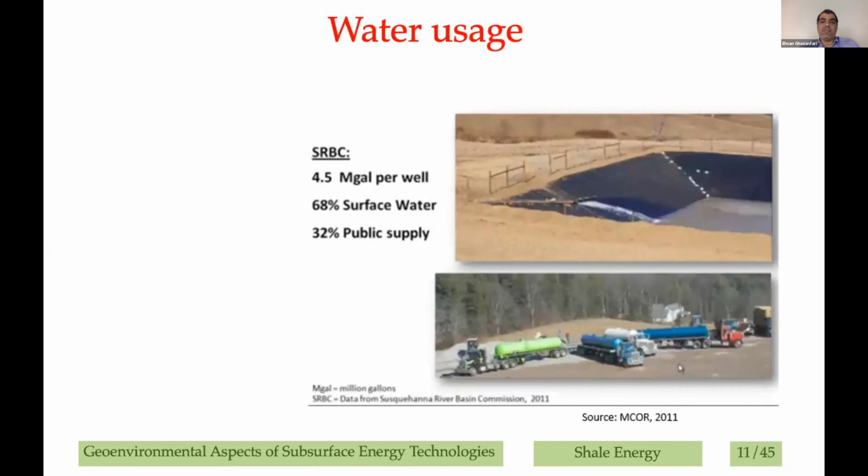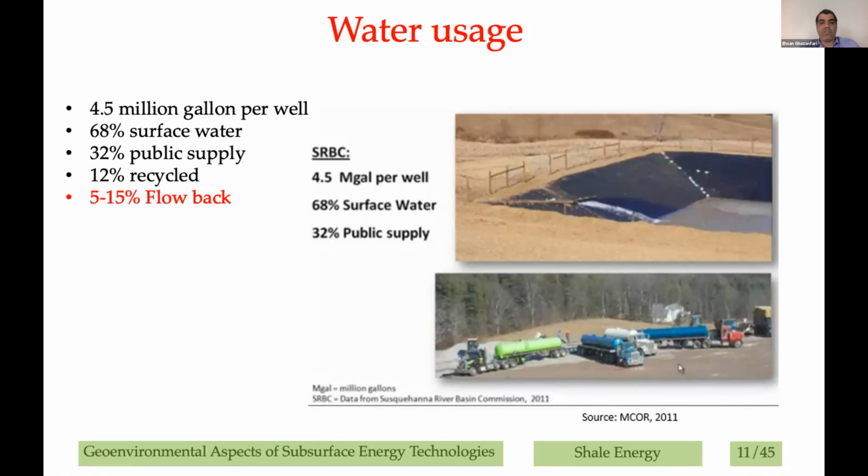So let's look at the water usage. These are just numbers for a typical Marcellus shale well in Pennsylvania. You can see that a typical well uses about 4.5 million gallons per well. About 68% of that water is coming from surface water, 32% of that from the water supply. If we break down the numbers more, about 12% of that water is coming from recycled water.